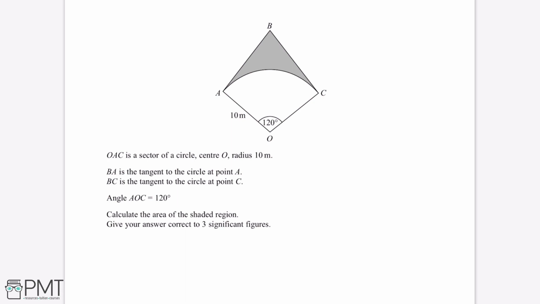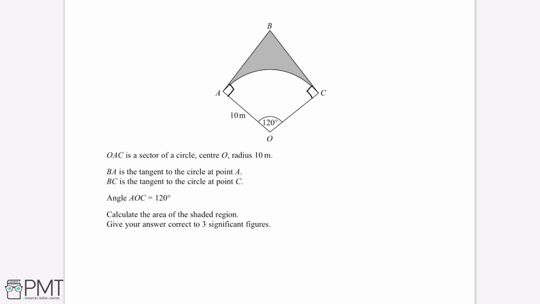So the first thing we need to know for this question is that tangents to a circle are always at a right angle to the radius of the circle. And because both BA and BC are tangents to the circle, this means that angle BAO and angle BCO are both right angles. So we can mark this onto our diagram.